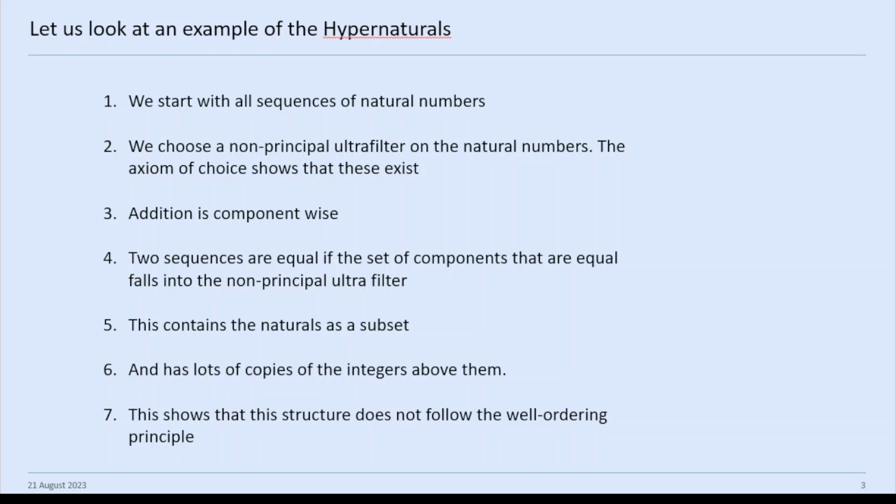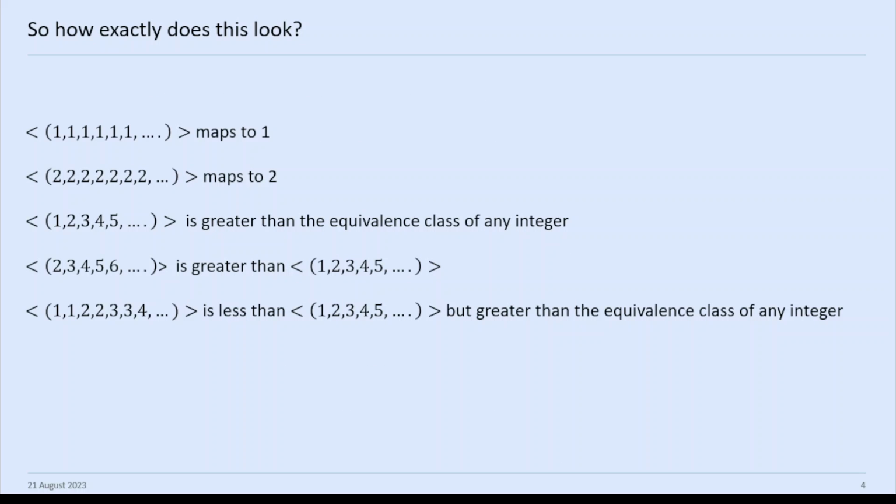And we can see why the structure does not follow the well-ordering principle, because if we choose a bunch of elements of the integers, that set, if it's an infinite set, may not have a least element. And also, induction is not able to jump from the naturals up to these copies of the integers, whereas induction can run through all the naturals. It can't jump into the integer sets. Okay, so how does this look?